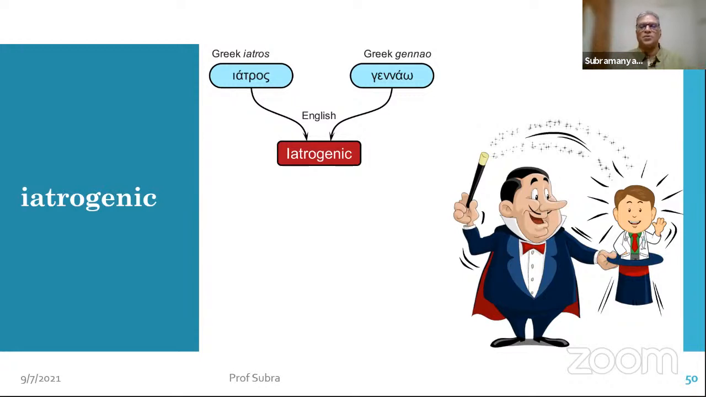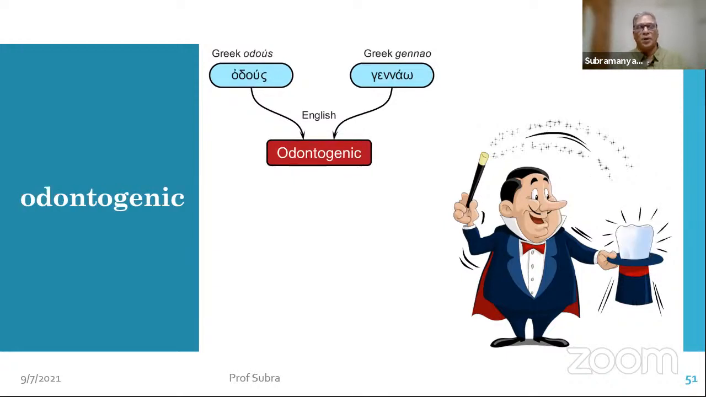In a similar fashion, if you look at the term odontogenic, odous is the Greek origin for odonto, which means tooth. And again, genao means to produce. So odontogenic means producing a tooth. So an odontogenic tumor is a tumor which produces tooth. So if ameloblastoma is an odontogenic tumor, then ameloblastoma should be producing a tooth. Except for a few odontogenic tumors which are actually capable of producing tooth-like structures, most odontogenic tumors are not truly speaking odontogenic tumors. So the term odontogenic is again a misnomer.